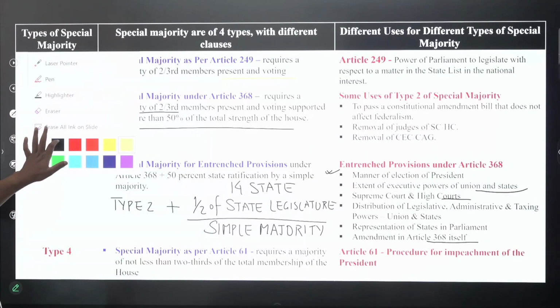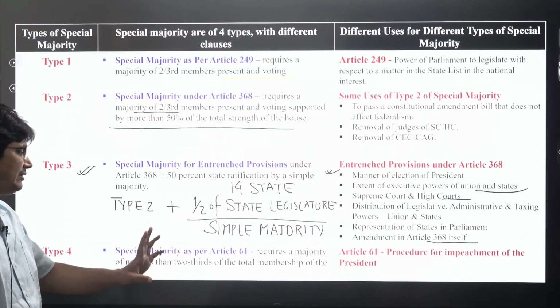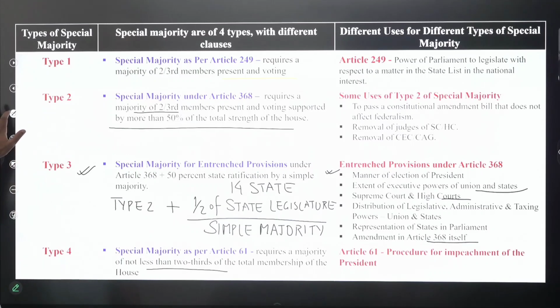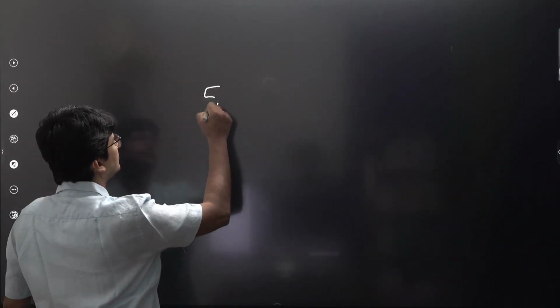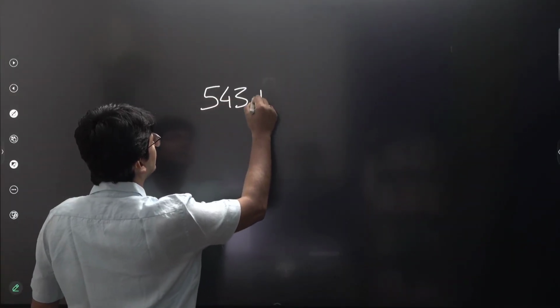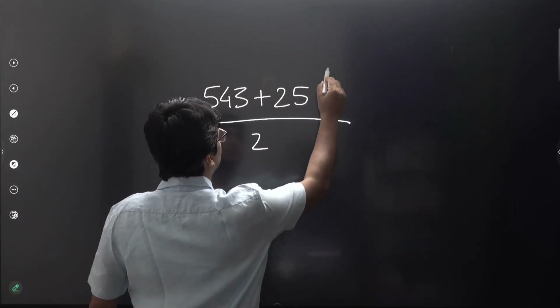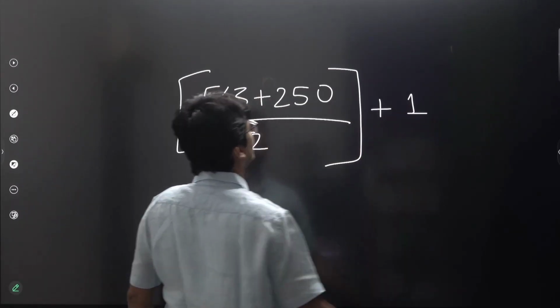And type 4 majority is removal of President or impeachment of President. And क्या है इसमें? Special majority as per Article 61 requires a majority of not less than 2/3 of the total membership of the House. So it is total membership of the House. What is the total membership of the House? Quickly. This is your type 4 majority.